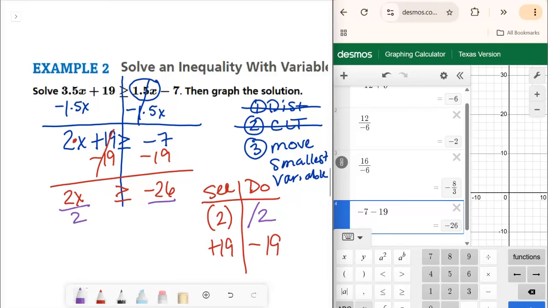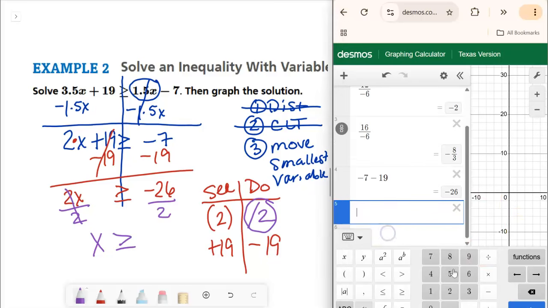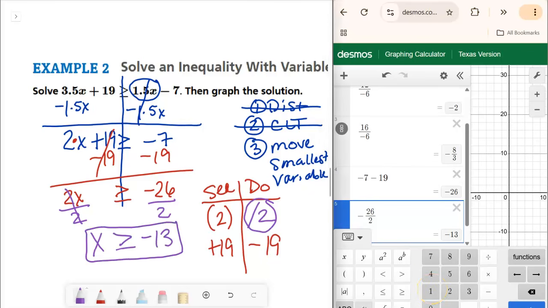So divide by 2, divide by 2. Even though this one is negative, the negative 26, I'm not dividing by it. Okay, only if you are dividing by a negative, which we are not. The 2 cancels, that gives me x greater than or equal to, we put that in decimals, negative 26 divided by 2 gives me a negative 13.